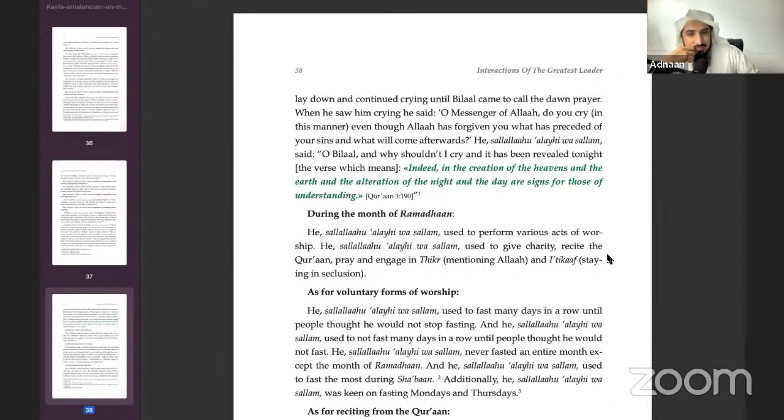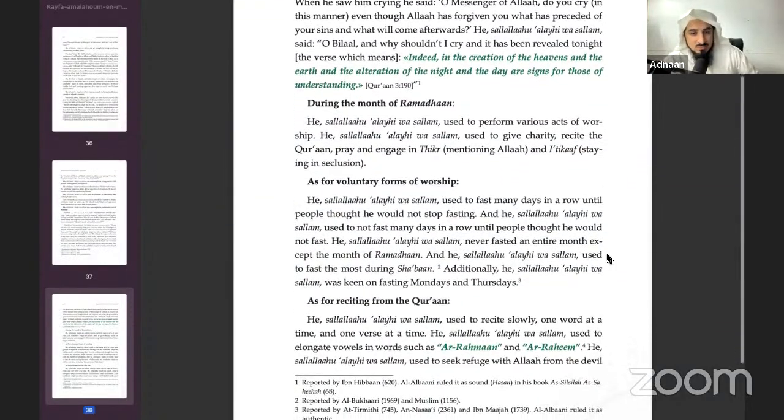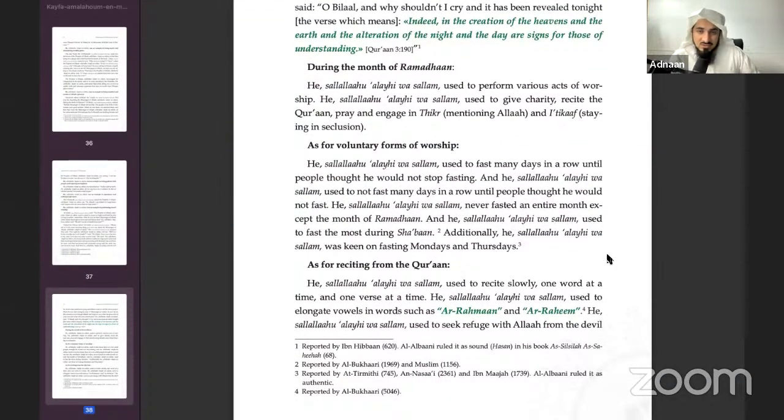During the month of Ramadan, he sallallahu alayhi wasallam used to perform various acts of worship. He used to give charity, recite the Quran, pray, and engage in dhikr and i'tikaf. As for voluntary forms of worship, he used to fast many days in a row until people thought he would not stop fasting.